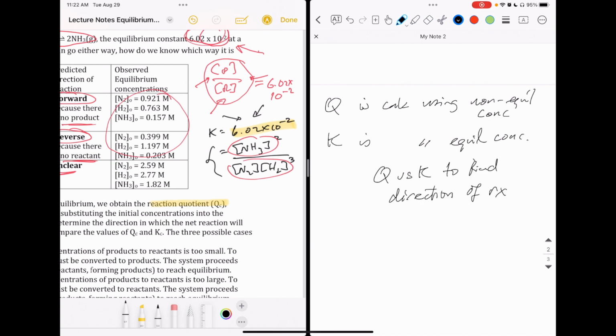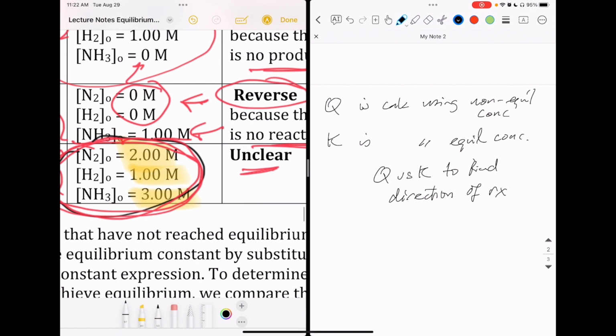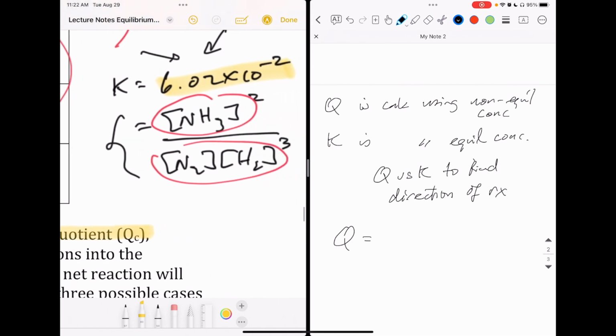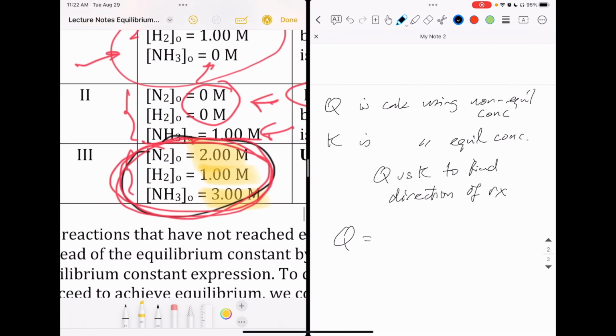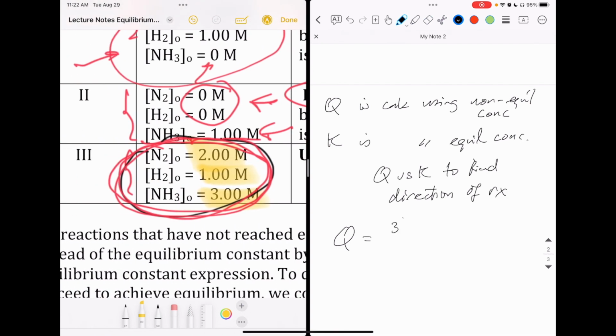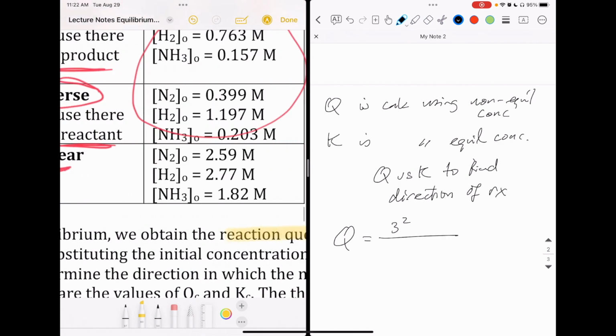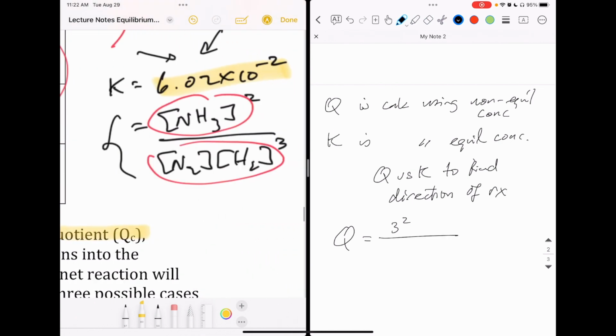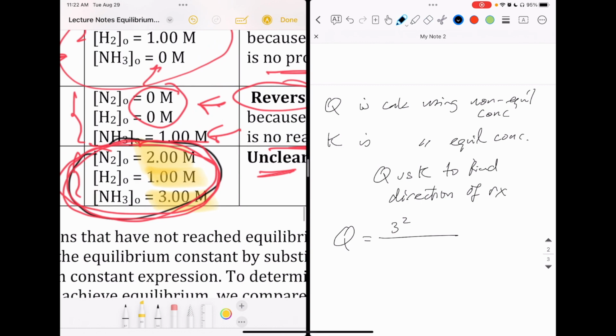So let's do that. We just said that we don't really know which way this is going to go, so I'm going to calculate my Q. My Q is going to use the same expression, which is ammonia squared. What's my ammonia here? That's 3, so it's 3 squared over our N2 concentration times our H2 cubed. Our N2 is 2, our H2 is 1, and that 1 is cubed. So what's the answer here? Well, 3 squared is 9, divided by 2 times 1, since 1 cubed is 1, so it's just 4.5.